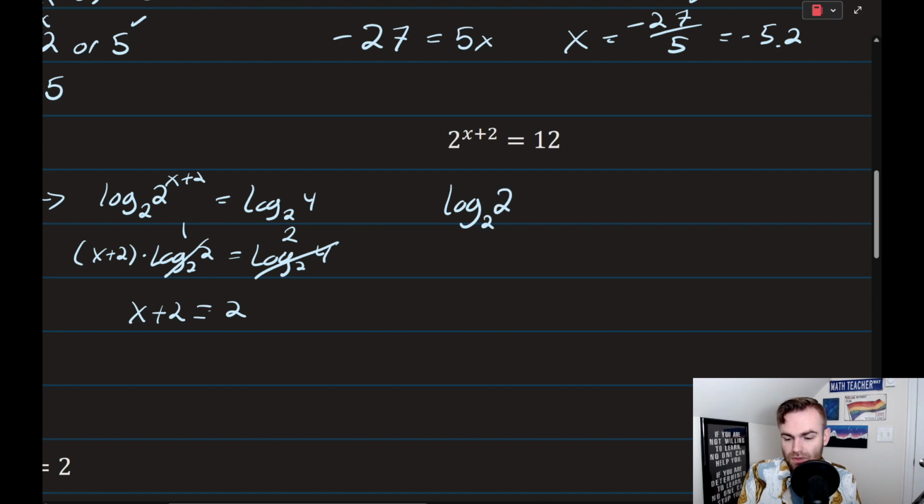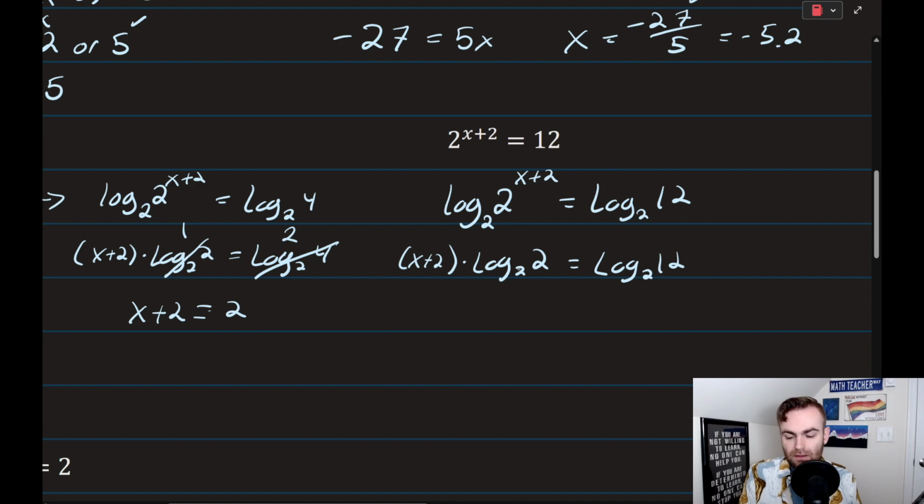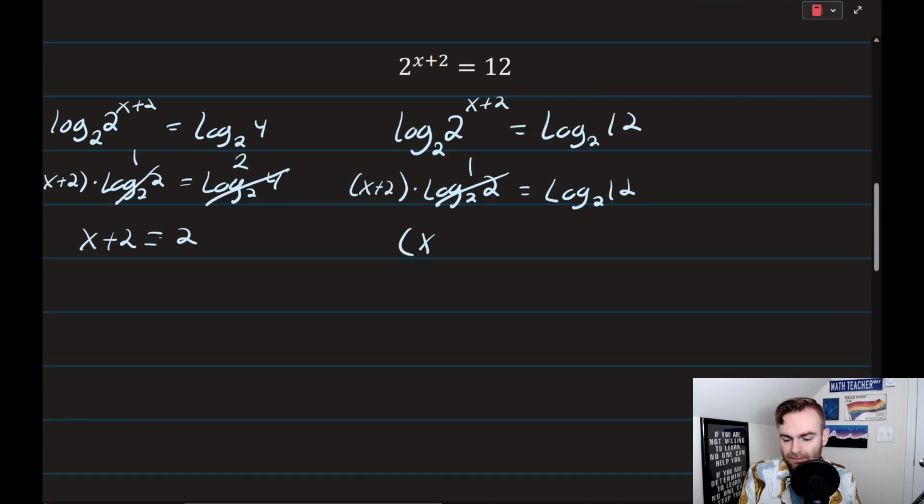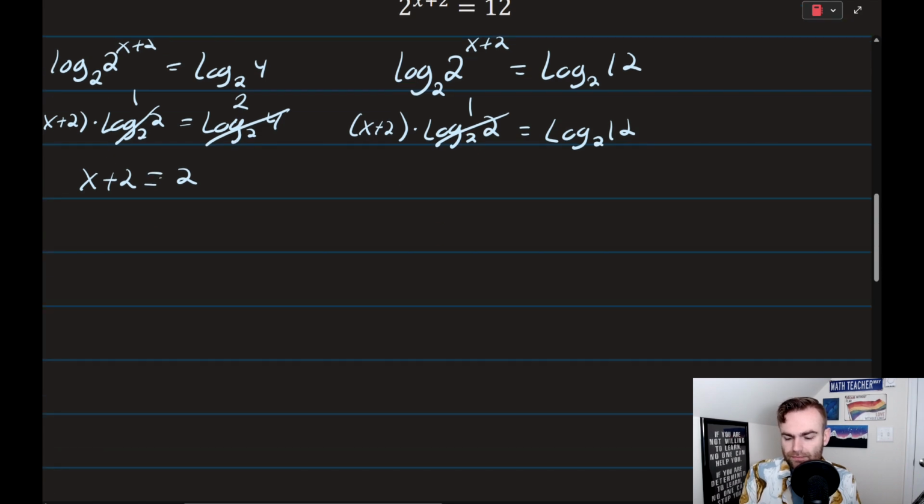Log base 2 of 2 to the power of x plus 2 is equal to log base 2 of 12. Well, this power rule, x plus 2 times log base 2 of 2 is equal to log base 2 of 12. This turns into a 1, but log base 2 of 12 is not a nice number. It is an irrational decimal. So we don't need the parentheses anymore. We have x plus 2 is equal to log base 2 of 12. And it is a number. It's okay to leave it as that because it is a number. We would subtract, x is equal to log base 2 of 12 minus 2.